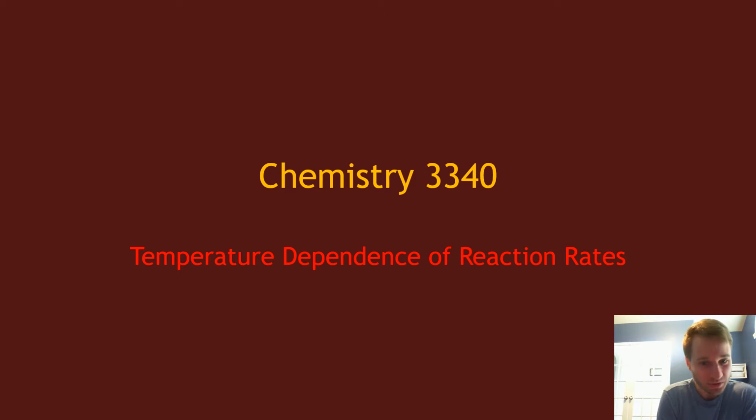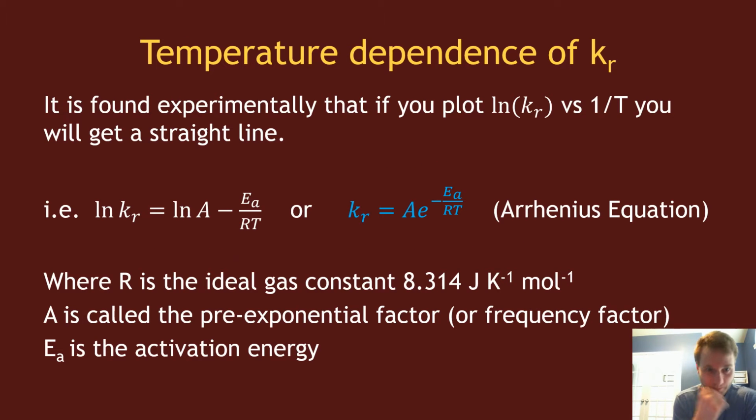We're going to talk about the temperature dependence of reaction rates. It was found initially that the reaction rate constant itself is dependent upon temperature. When you measure the rate constant as a function of temperature and plot the natural log of that rate constant versus 1 over the temperature, you get a straight line.